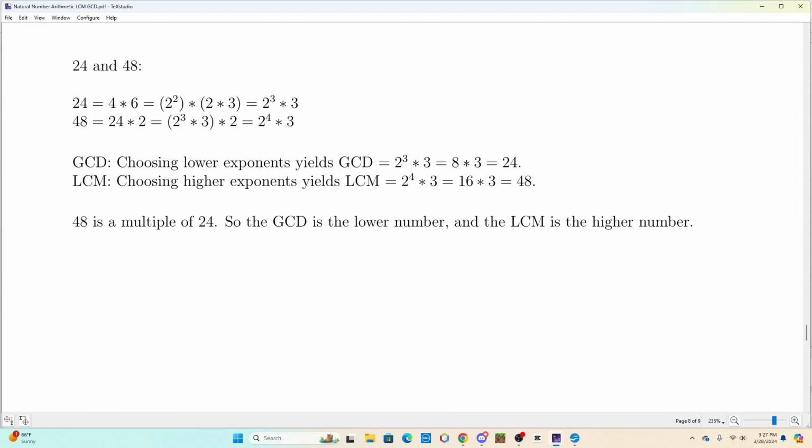For 24 and 48, 48 is a direct multiple of 24. So after you do all the factoring, 24 is equal to 2 cubed times 3, and 48 is equal to double that. The GCD ends up being the smaller number, and the LCM ends up being the larger number. In this case, this makes the GCD 24 and the LCM 48.